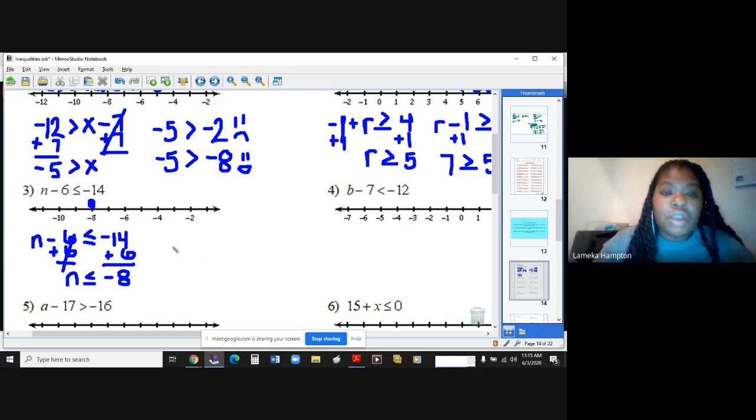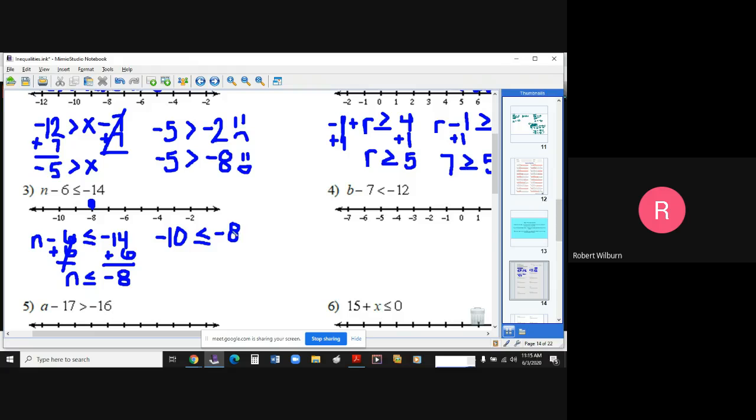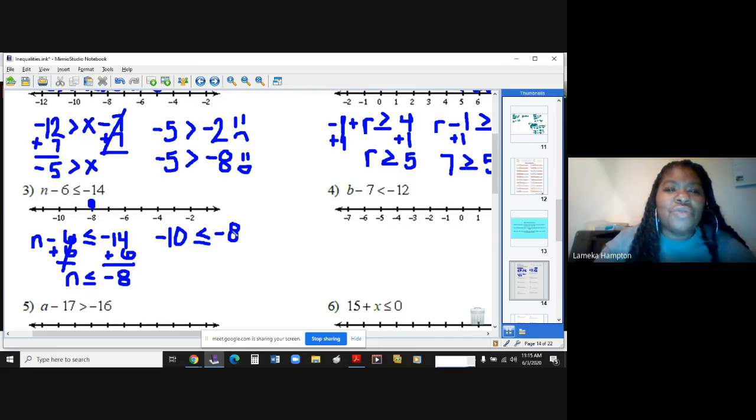Now, again, we need to figure out which way this thing goes. So I don't know. I'm going to pick 10 just for the fun of it. So I am going to substitute -10 for the letter n. And I'm going to see if this is a true statement. So is -10 less than -8? Is that true? Yes. It is true. Why?